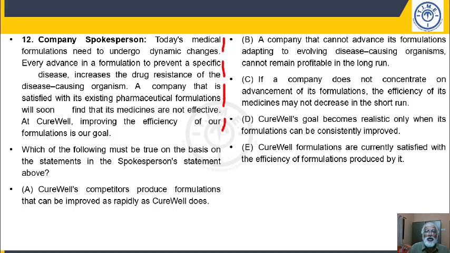D: CureWell's goal becomes realistic only when its formulations can be consistently improved. That means if they are talking about this, then they should be improving their formulations all the time. So we realize that, okay. E: CureWell is currently satisfied with the efficiency of formulations produced by it. No, they are not satisfied. He says we will always be trying to improve, which means our goal will be realistic only when we can actually improve the quality of our formulations. So D would be the answer to this question.